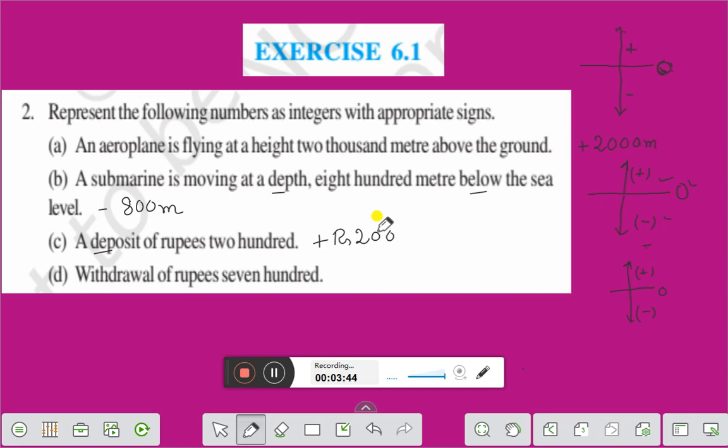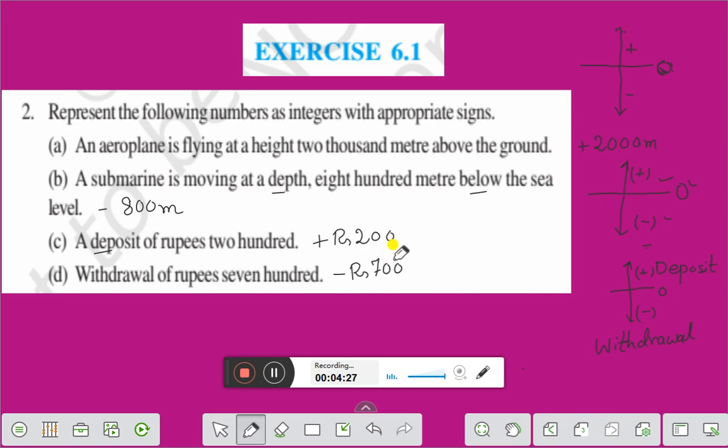Right? Now, question number D. Withdrawal of rupees 700. I already told you deposit means plus. Deposit is plus, and the opposite of deposit is withdrawal, that is minus, right? Withdrawal is minus. The withdrawal of rupees 700 means minus rupees 700.